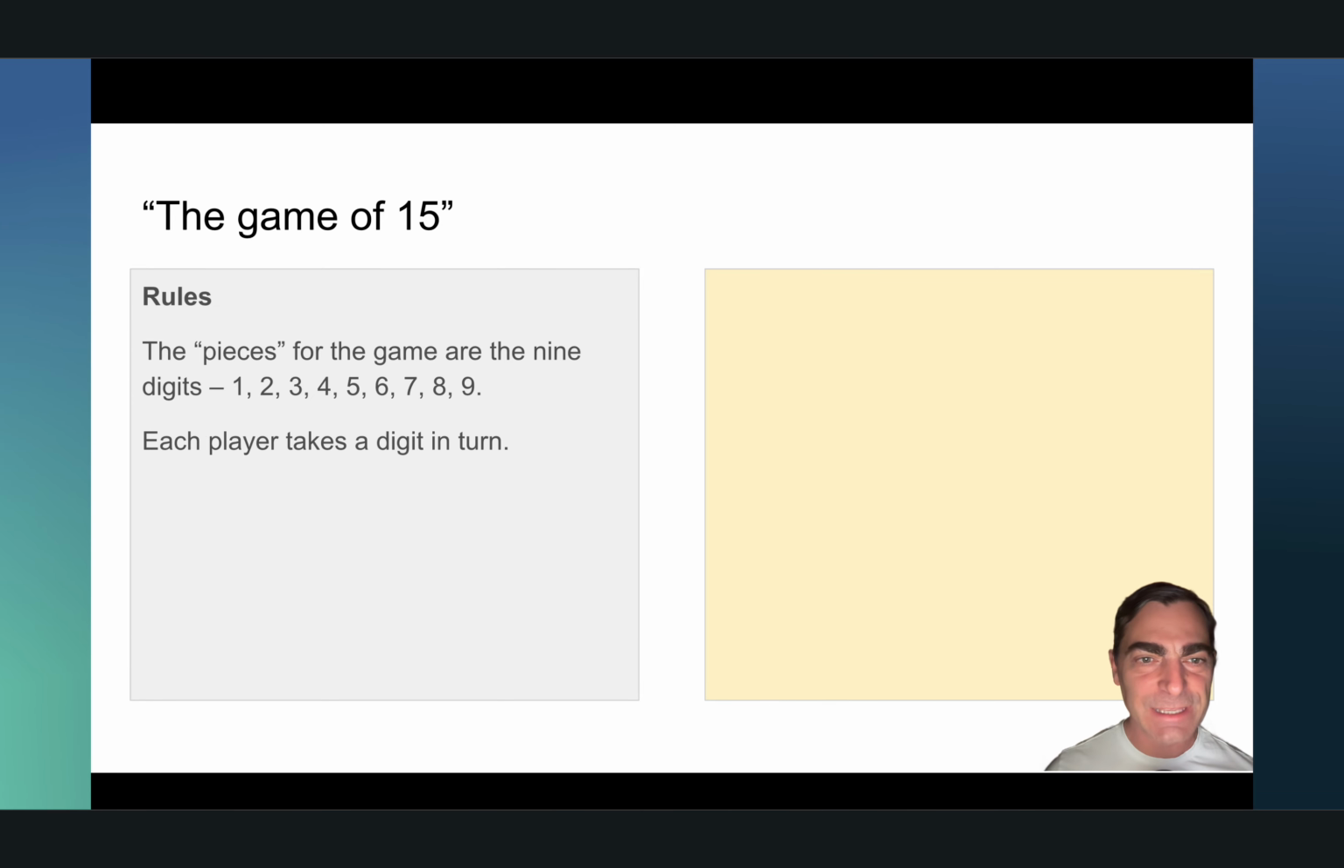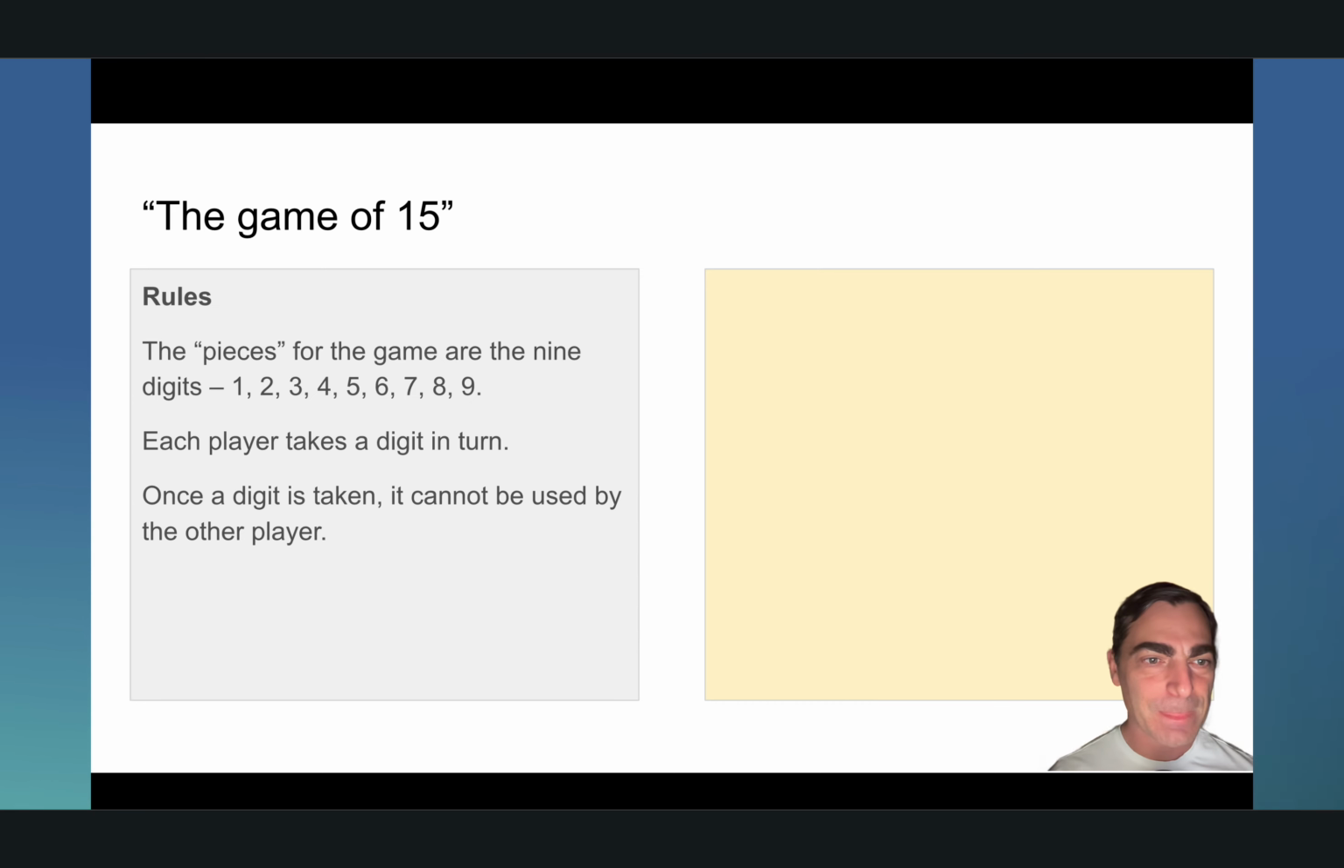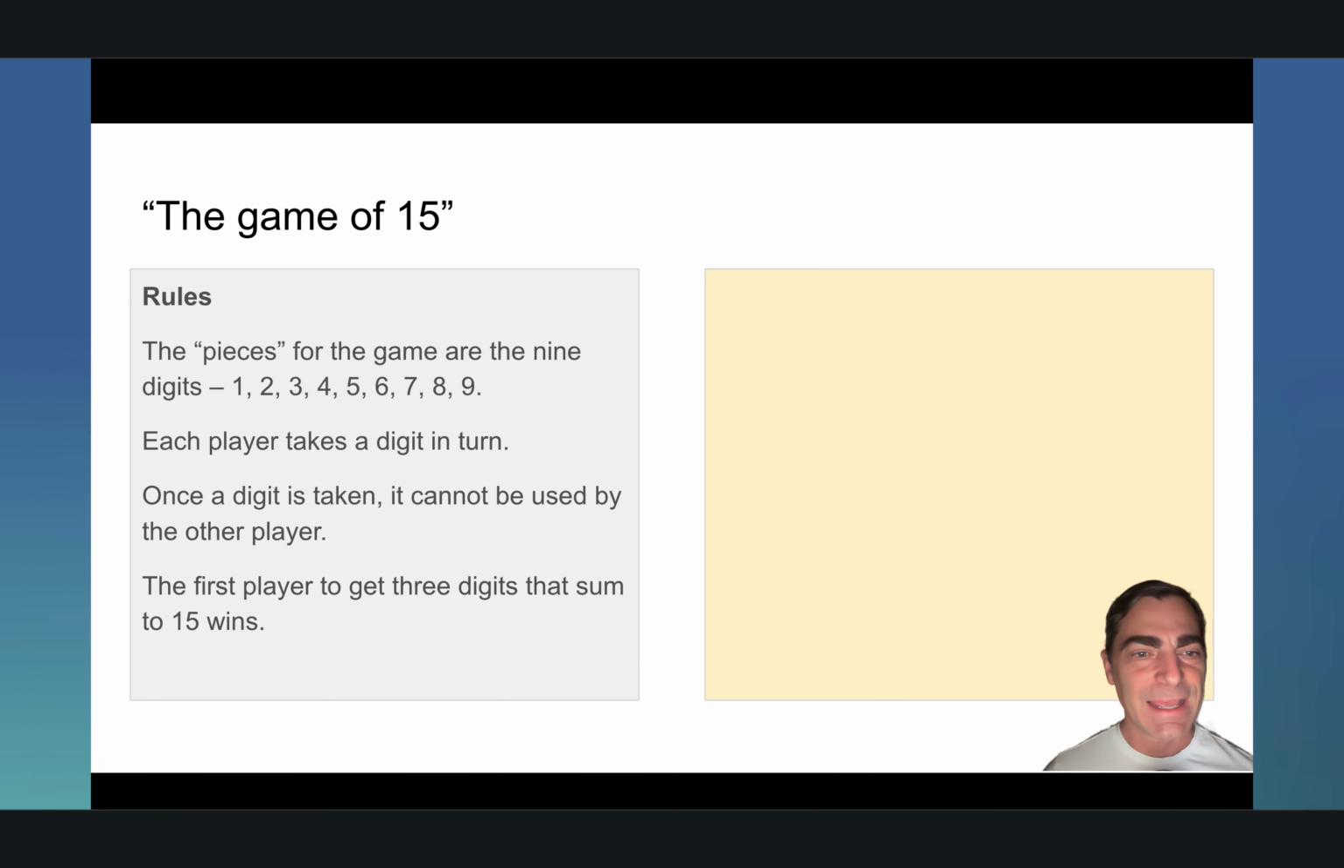Each player takes a digit in turn. Once a digit is taken, it cannot be used by the other player. And the first player to get 3 digits that sum to 15 wins. Okay? So if this is not clear, pause the video for a moment and read the rules again. Okay? Now, let's look at a sample play.